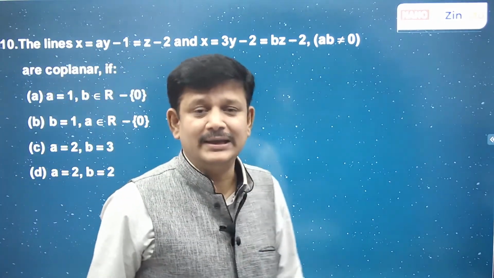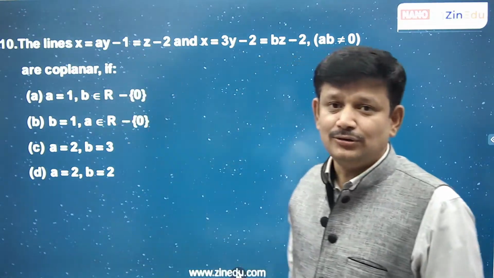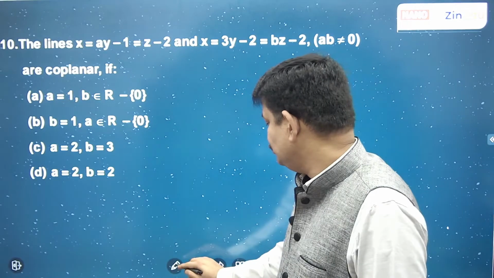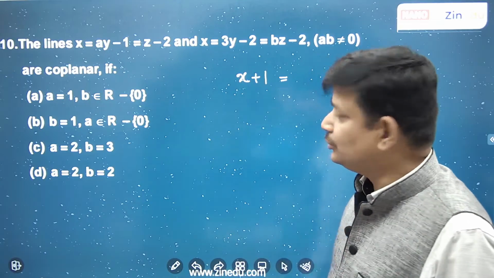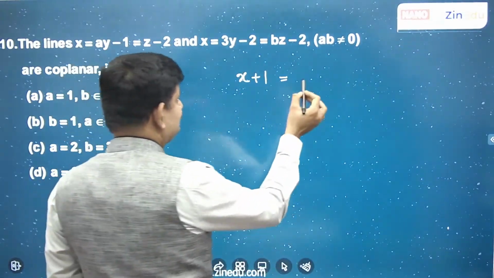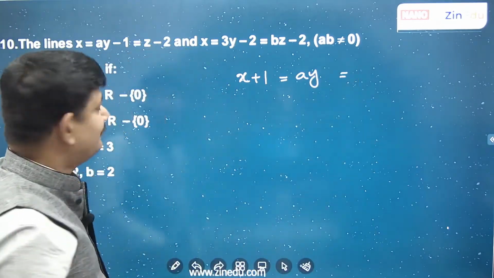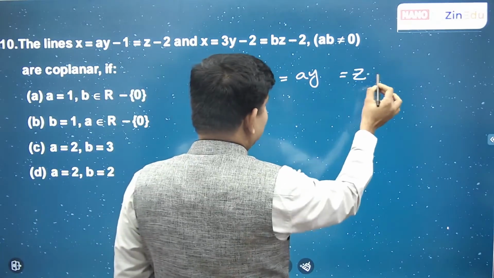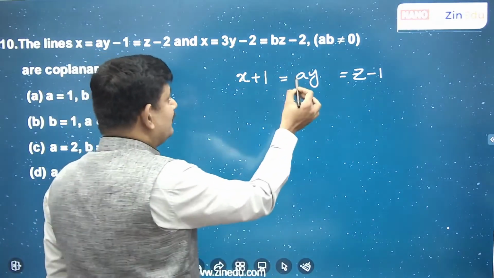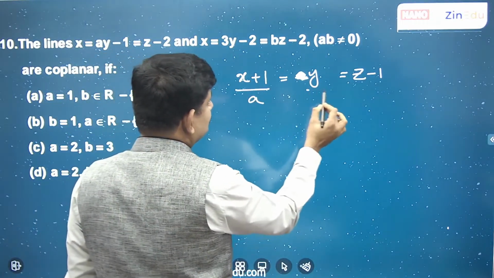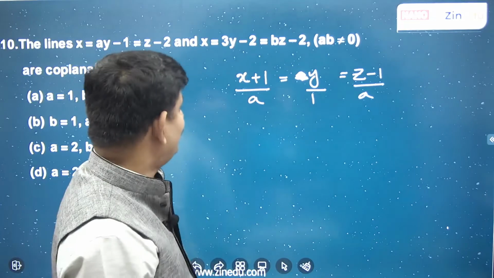So to get rid of this, simply observe, add 1 throughout this equation. So what will this equation become? x plus 1 is equal to ay, I'll come to it, is equal to z minus 1, after adding 1. Now to be in symmetric form, this a should not have been there. So what will I do? Divide throughout by a. Now you can happily see this in symmetric form. This is the symmetric form of a line equation.